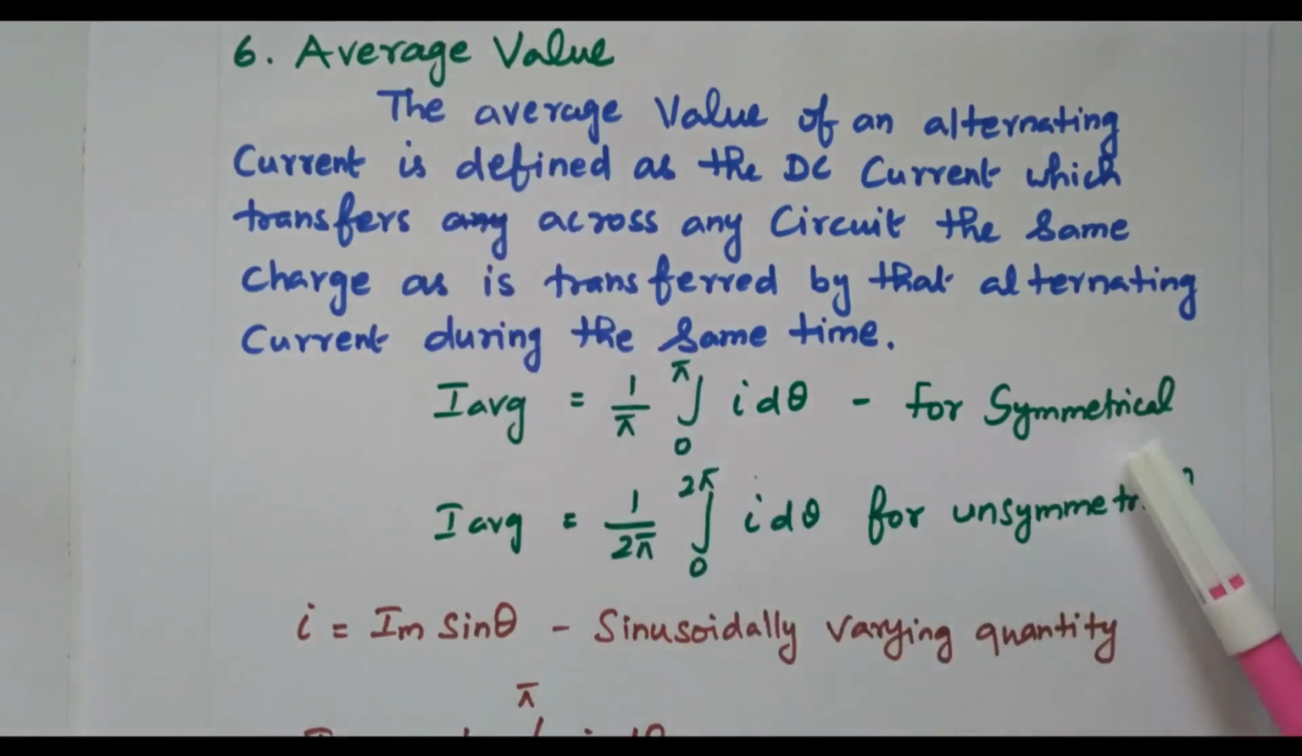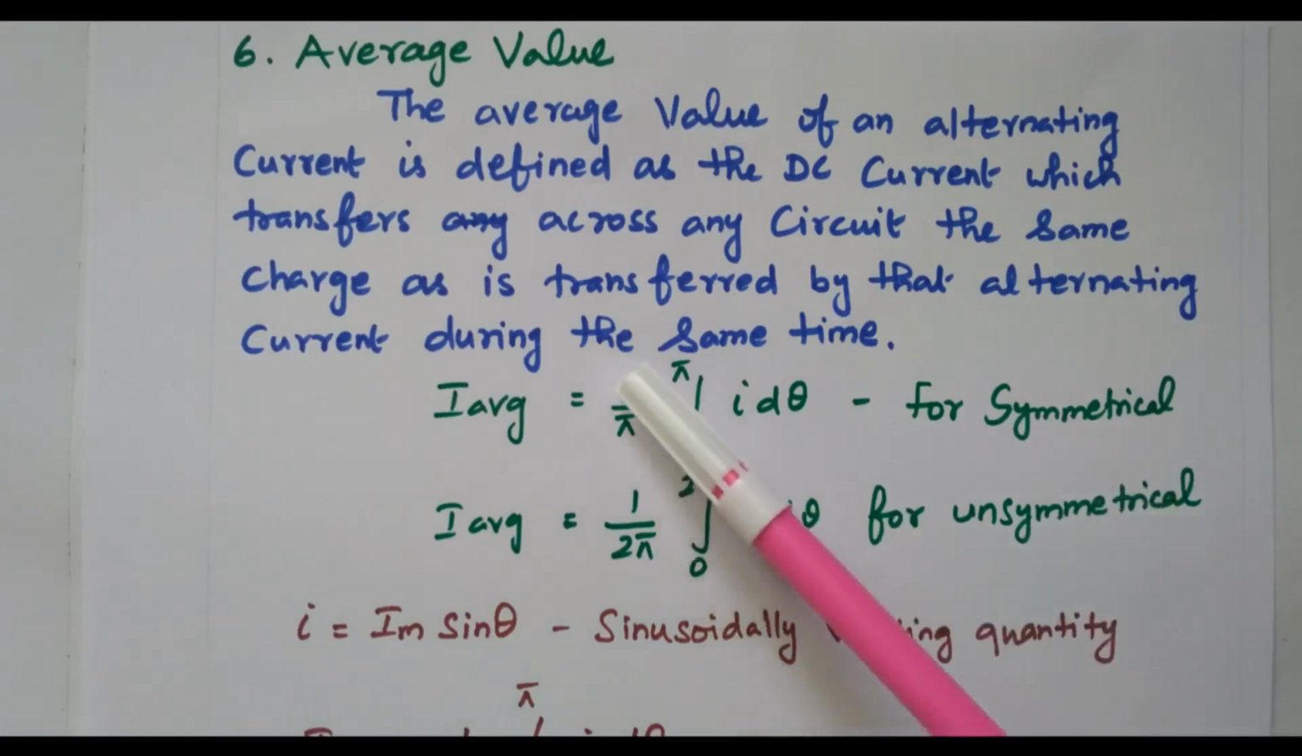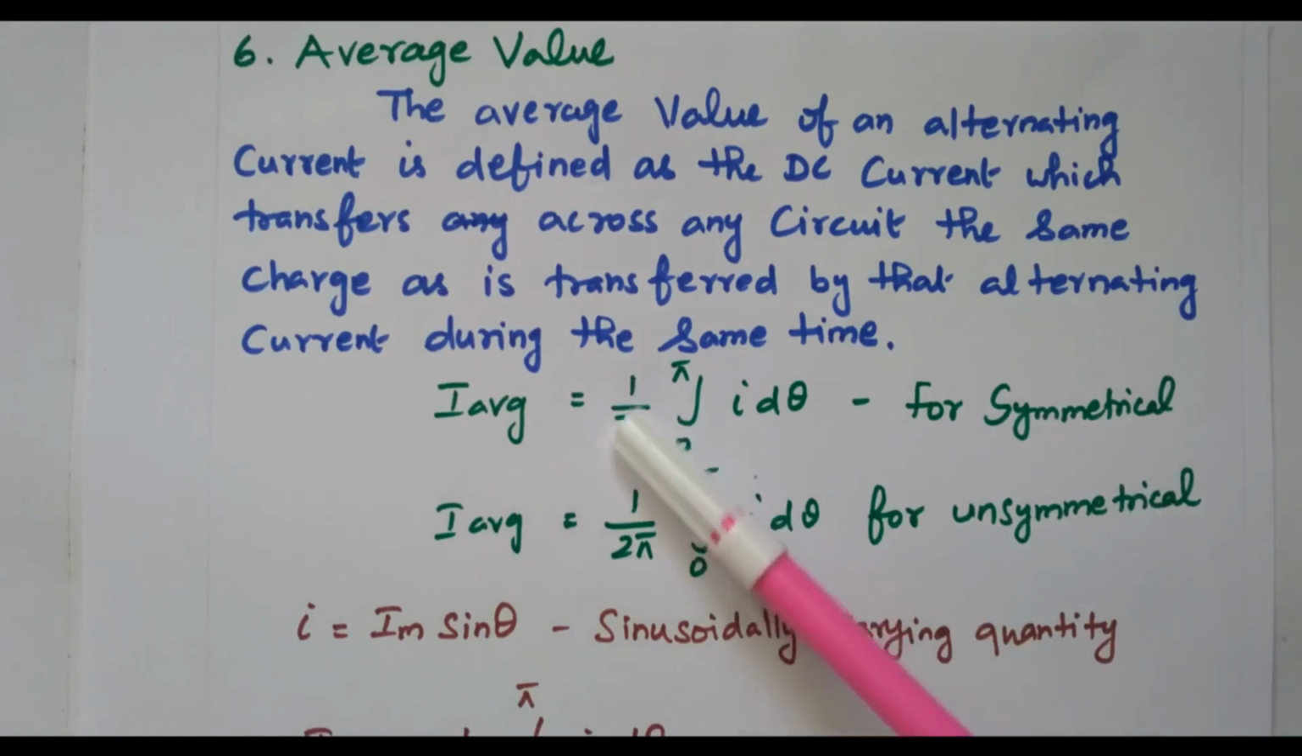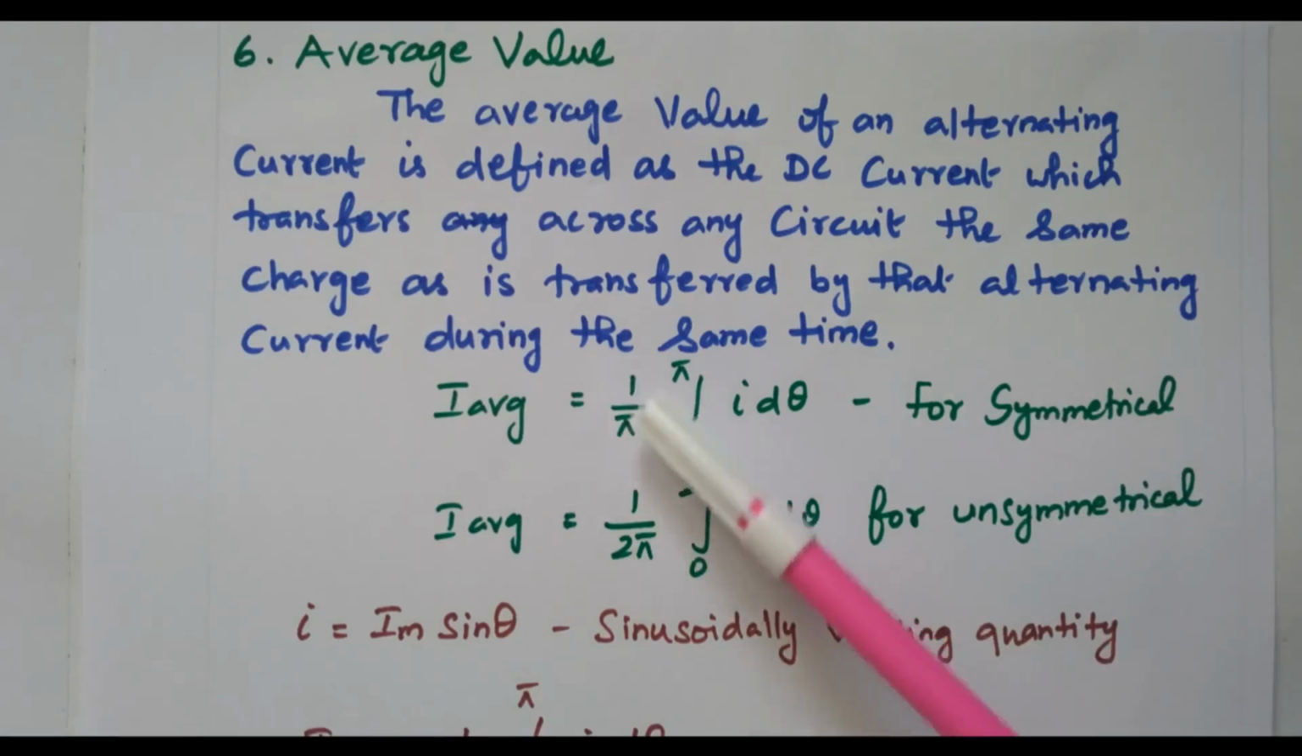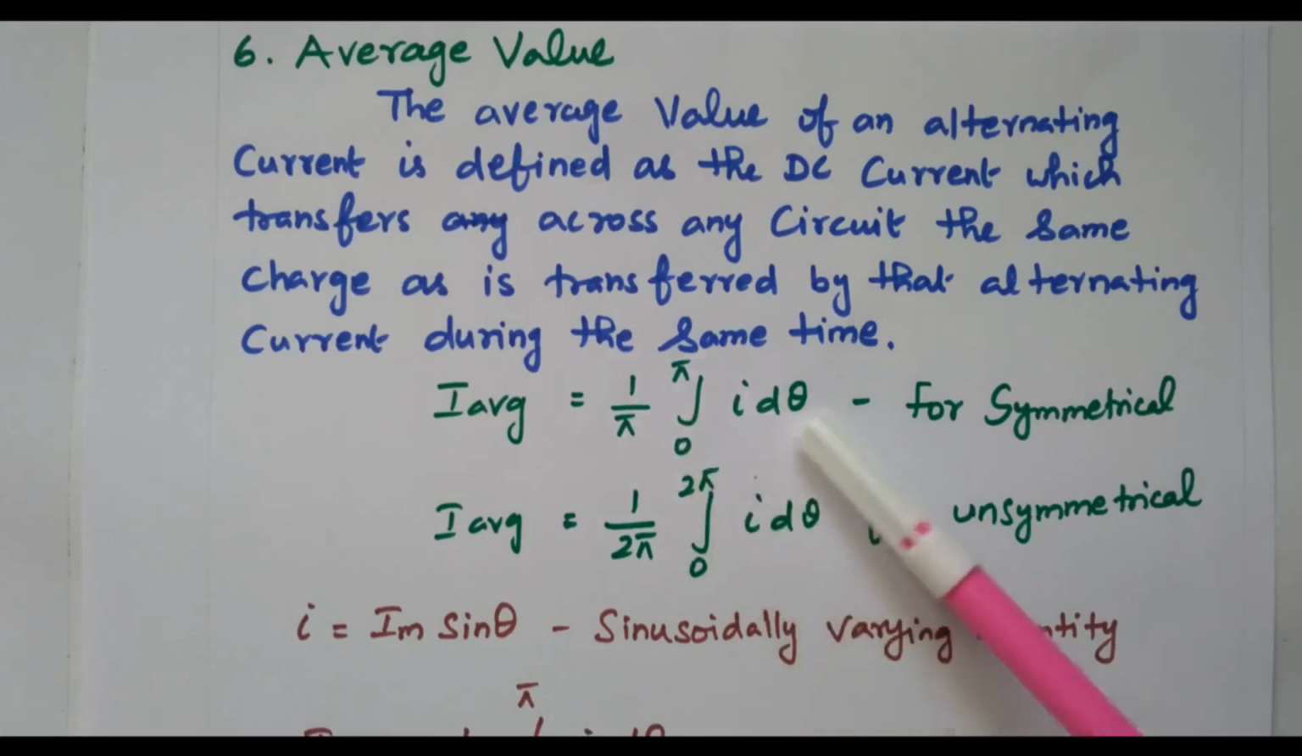So a symmetrical waveform means the positive half cycle and negative half cycle are equal. So we can take only one positive half cycle. No need to take the full cycle. So it is 1 by pi, 0 to pi, I d theta.